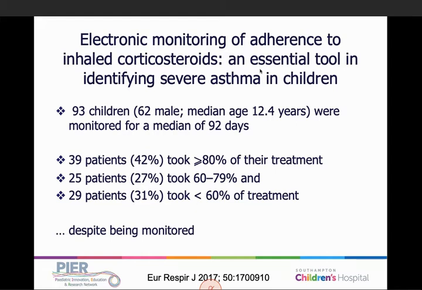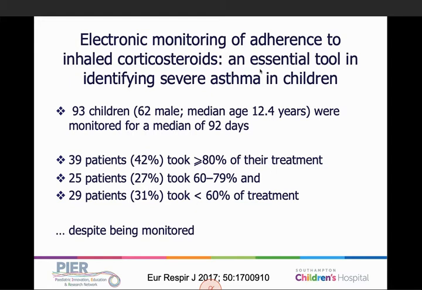25 patients, 27%, were doing less well. They were taking just 60 to 79% of the amount of inhaled corticosteroids they'd been asked to take. And 29 patients, 31%, were doing really quite badly with their adherence and taking less than 60% of their treatment. And this was occurring in the context of a clinical trial where the patients were explicitly aware that they were being monitored in what they were doing. And this would suggest perhaps that in a setting where we're not carrying out research and monitoring patients more objectively, to their knowledge, the situation is likely to be even worse than that.